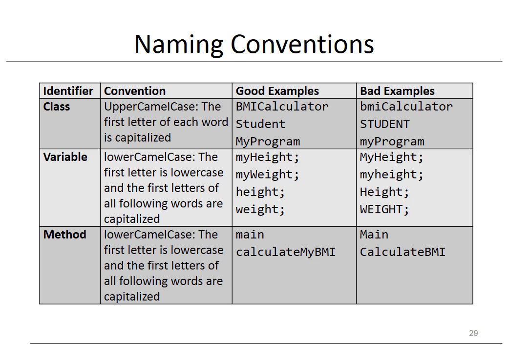To facilitate the readability and maintenance of your Java programs, it is highly recommended to adopt a consistent naming convention. Here you can see an example of this. Java classes can be defined using upper camel case, whereby the first letter of each word is capitalized. Java variables and methods can be defined as lower camel case, whereby the first letter is lowercase and the first letters of all following words are capitalized. You can see some good and bad examples of this in the table.